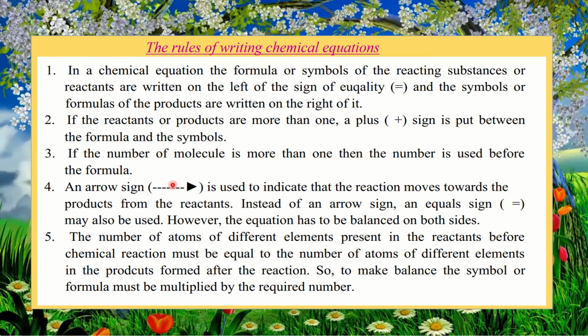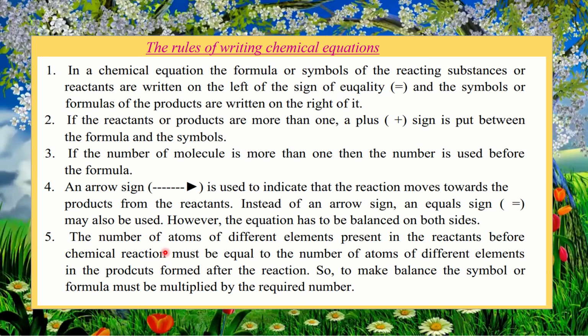Now, an arrow sign is used to indicate that the reaction moves towards the products from the reactants. Look, arrow sign is written like this way. That means the reaction moves from reactant to product. Instead of an arrow sign, an equal sign may also be used. However, the equation has to be balanced on both sides. That I had told, that equal sign or arrow sign both can be used, but equal sign that time you can use when the reaction will be balanced.